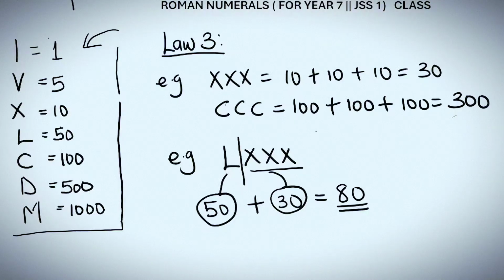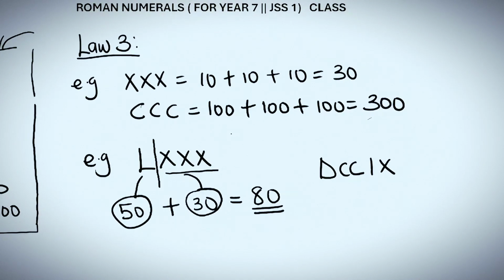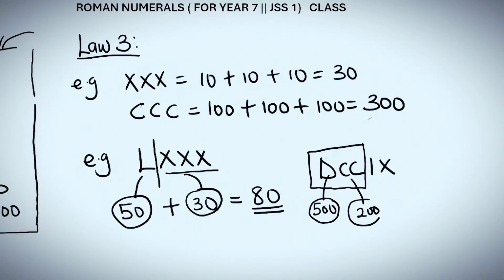Let's assume we have stuff like DCCIX, for instance, right? Let's break this down. Let's take DCC out. D stands for 500, right? CC stands for 200. Since 500 is higher than 200, we simply add both, which gives us 700. And look at this now, IX is simply number 9.